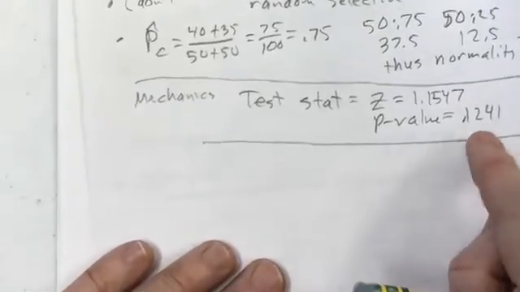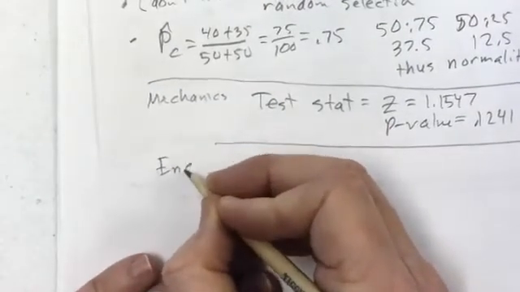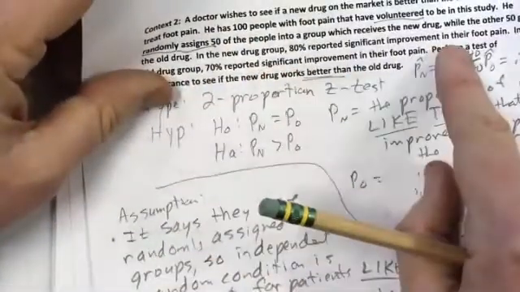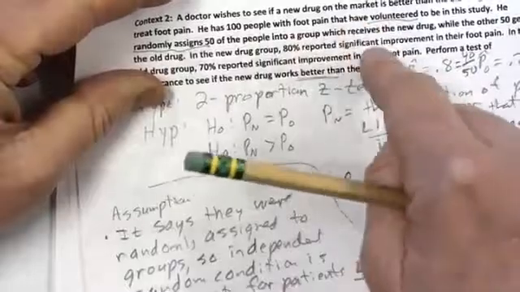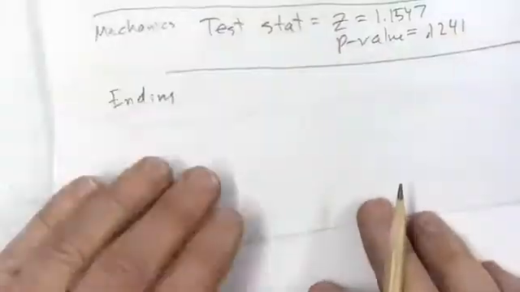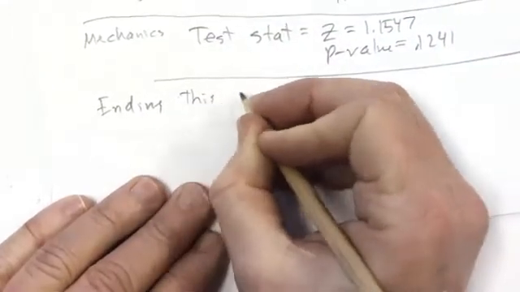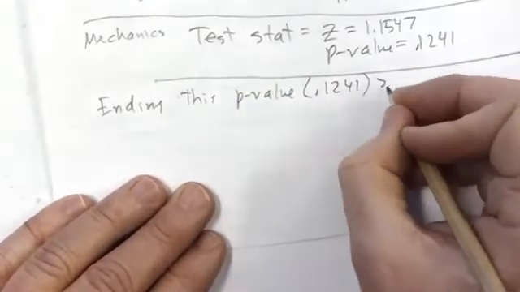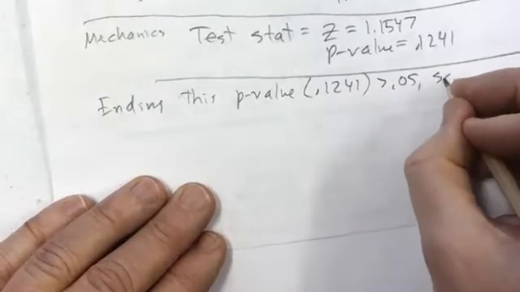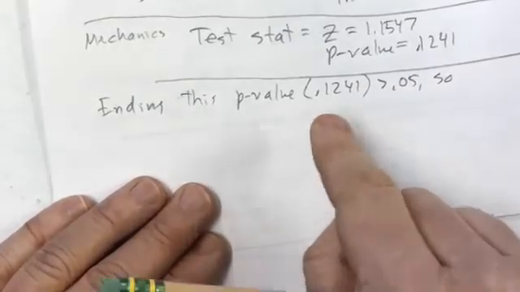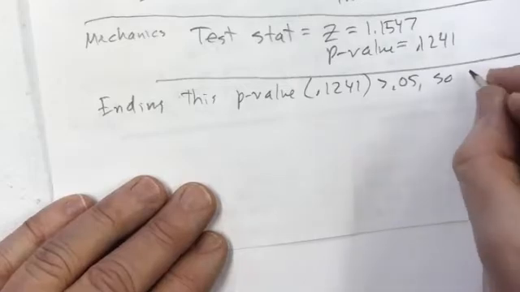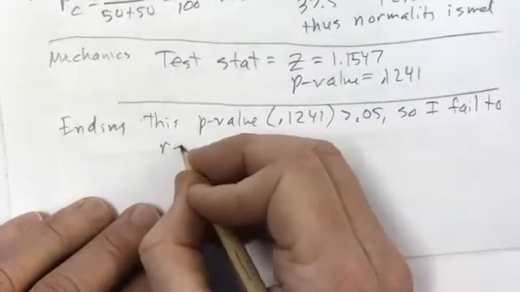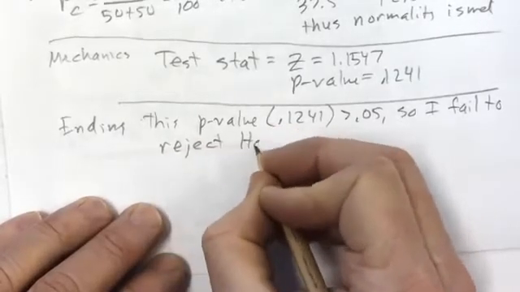Now we have to make a decision with our p-value. Our ending is our conclusion, making a decision with our p-value. Once again, we are not given an alpha here. With an alpha, if the p-value is below that alpha, you reject the null. So we use 0.05. We would say this p-value, and say what it is, 0.1241, is greater than 0.05. If the p-value is low, you reject the H0. If not, you fail to reject the H0. So I fail to reject the null hypothesis.